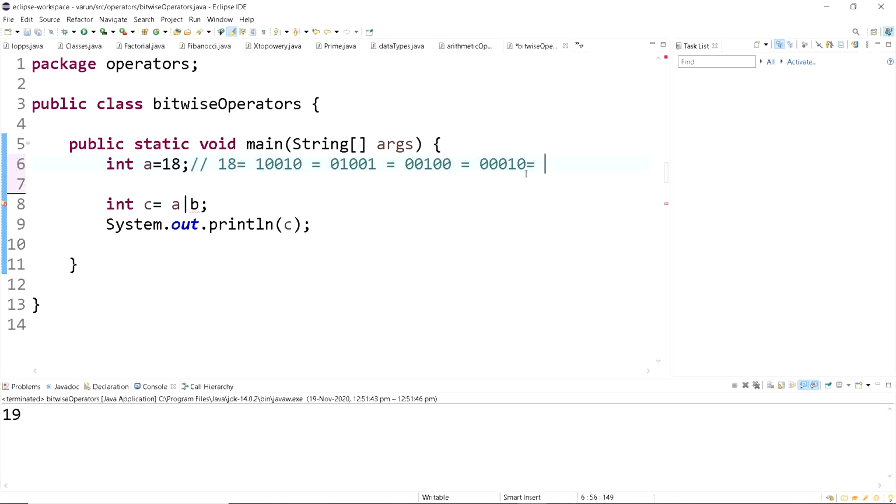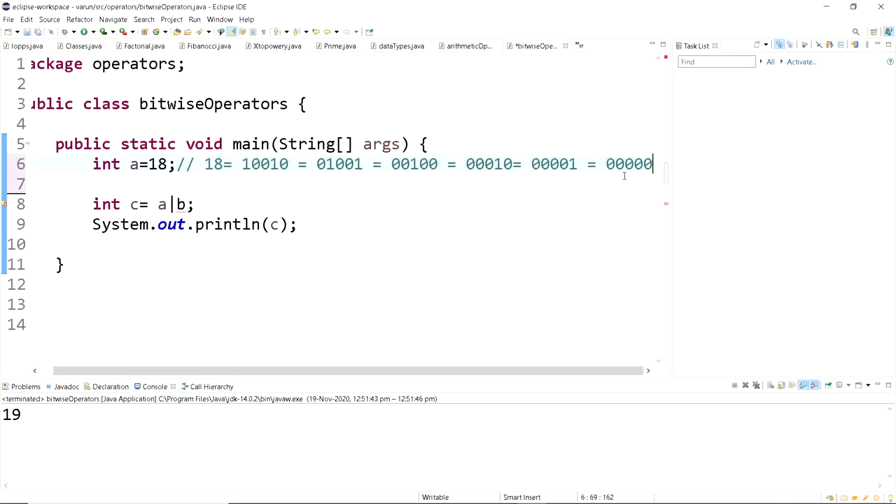And if you one more time right shift this thing, it is going to be 0 0 0 0 1. And one more right shift will be total 0 0 0 0. How many zeros? 5 zeros. 3 4 5, yeah, 5 zeros. And after this, if you go on doing it, it will be 5 zeros only.